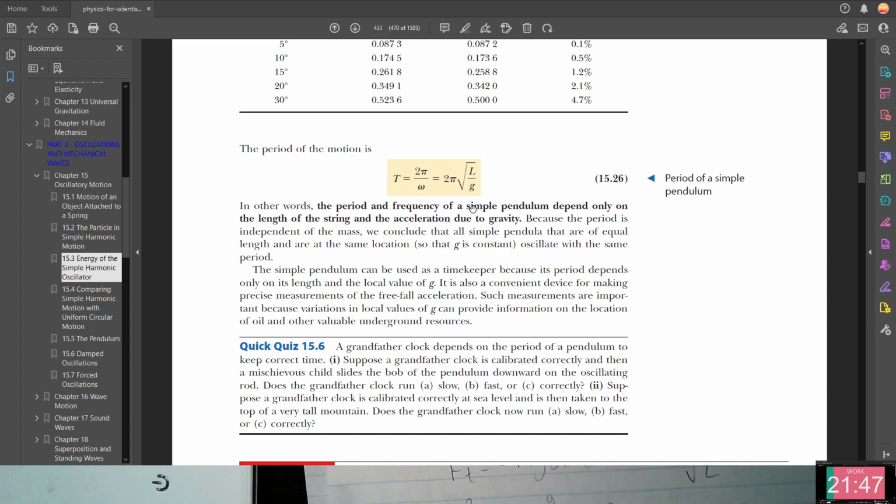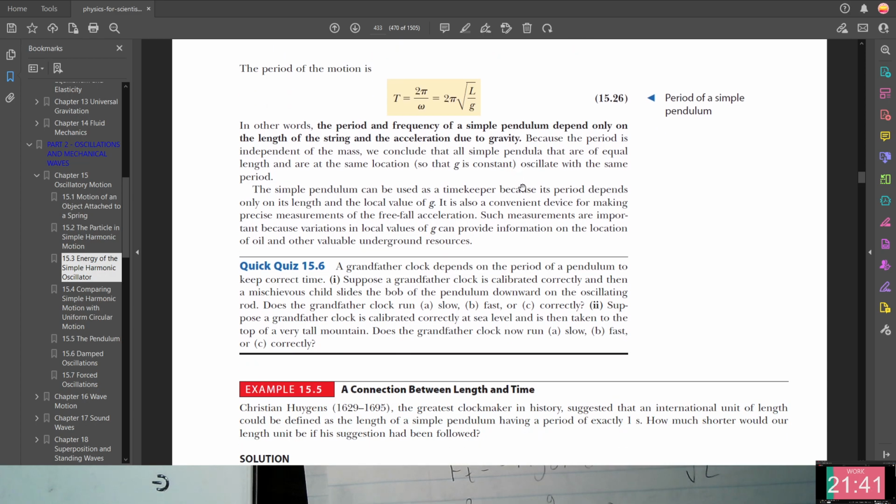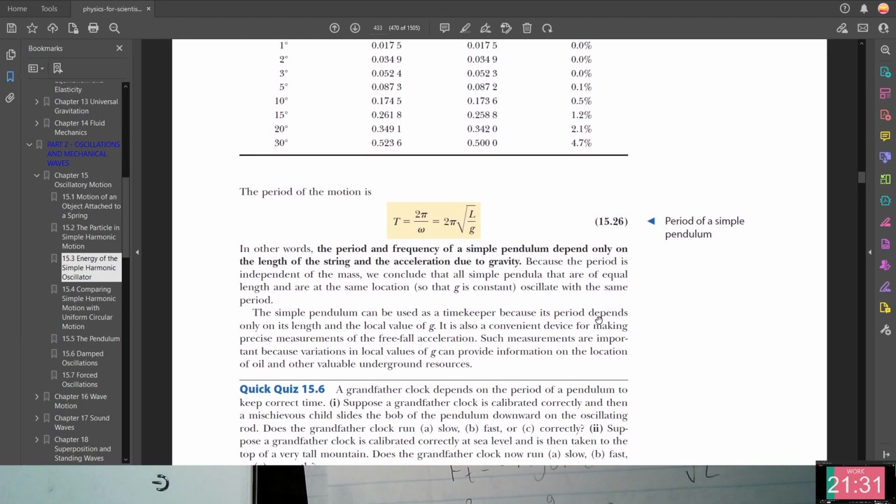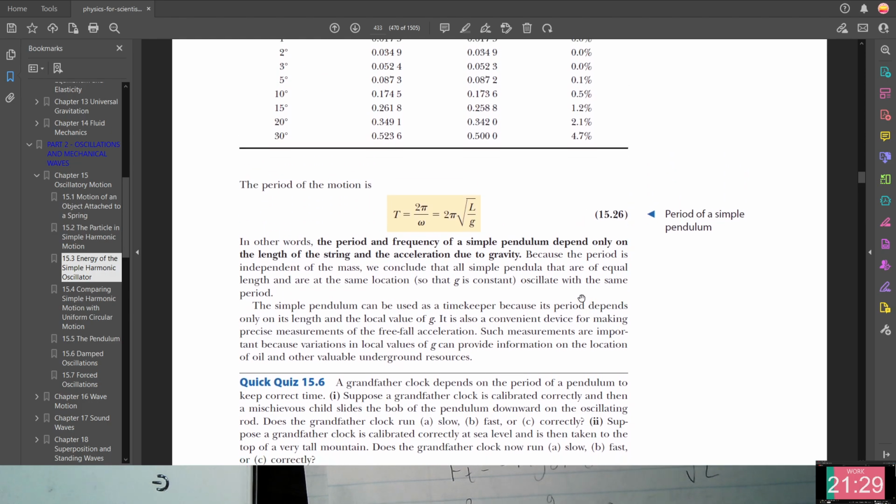Anyway, in other words, the period and frequency of a simple pendulum depend on gravity. A simple pendulum can be used as a timekeeper because its period depends only on its length and the local value of g. It is a convenient device for measuring acceleration. Okay, I can just look over here, or at my other computer. A grandfather clock depends on the period of a pendulum to keep correct time.